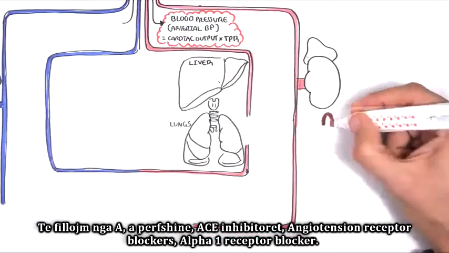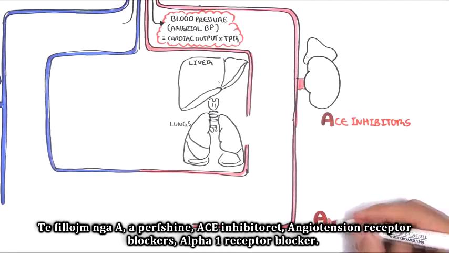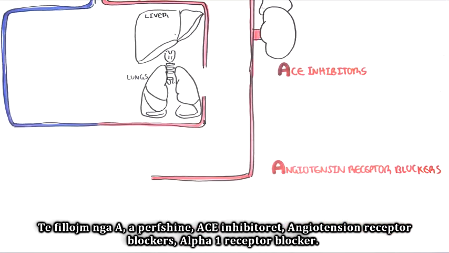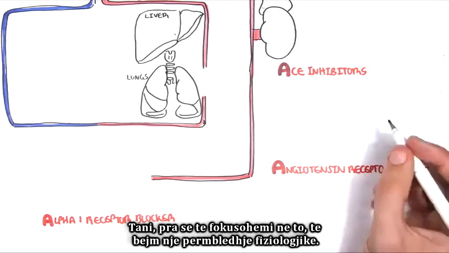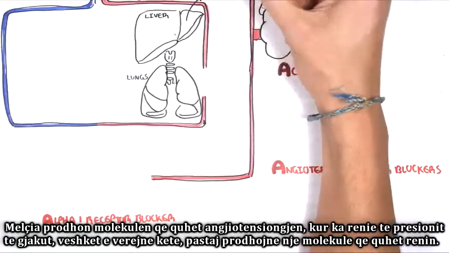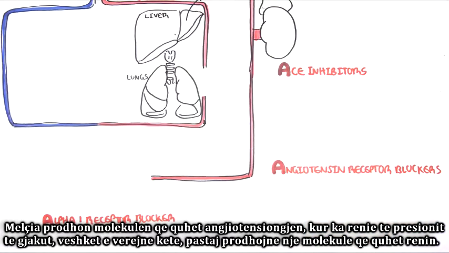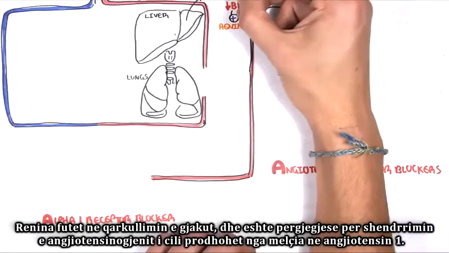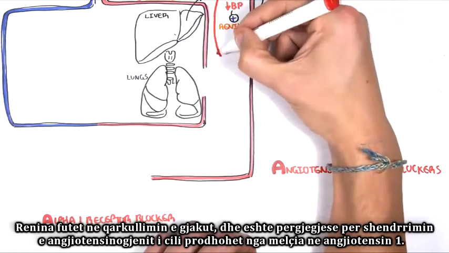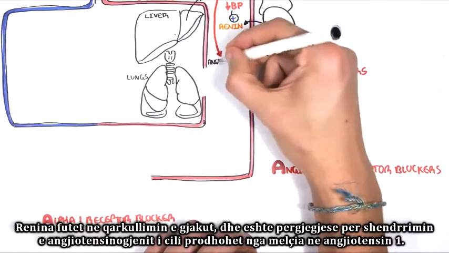Let's begin by looking at A. So A includes ACE inhibitors, angiotensin receptor blockers, and alpha-1 receptor blockers. Now, before focusing on these, let's just recap some physiology. The liver produces a molecule called angiotensinogen. When there's a decrease in blood pressure in the arteries, the kidneys will detect this and then produce a molecule called renin. Renin enters circulation and is responsible for converting angiotensinogen produced by the liver into angiotensin 1.